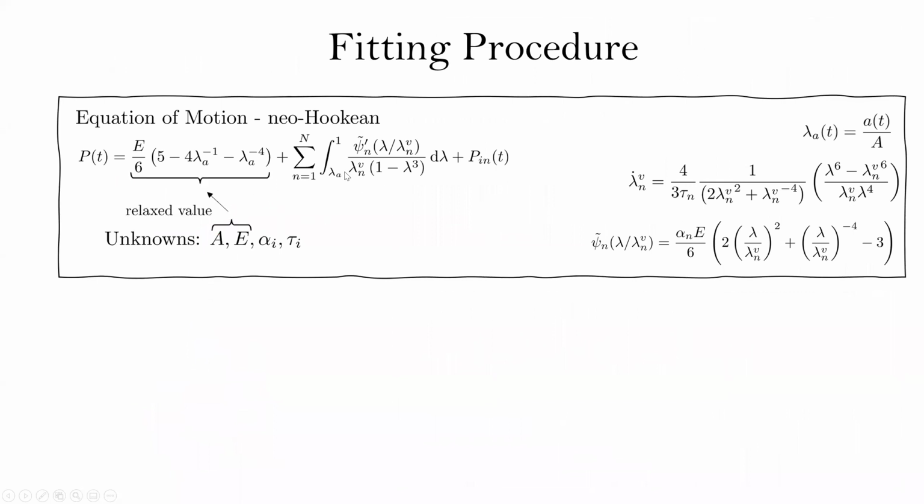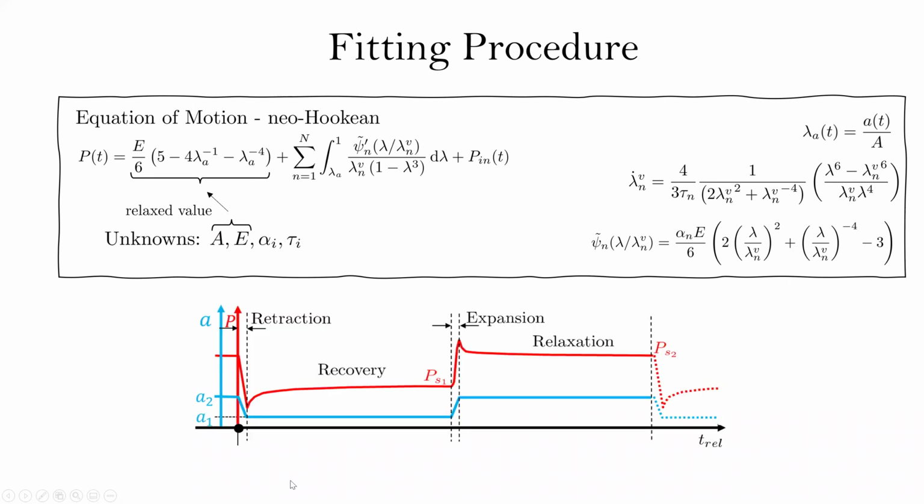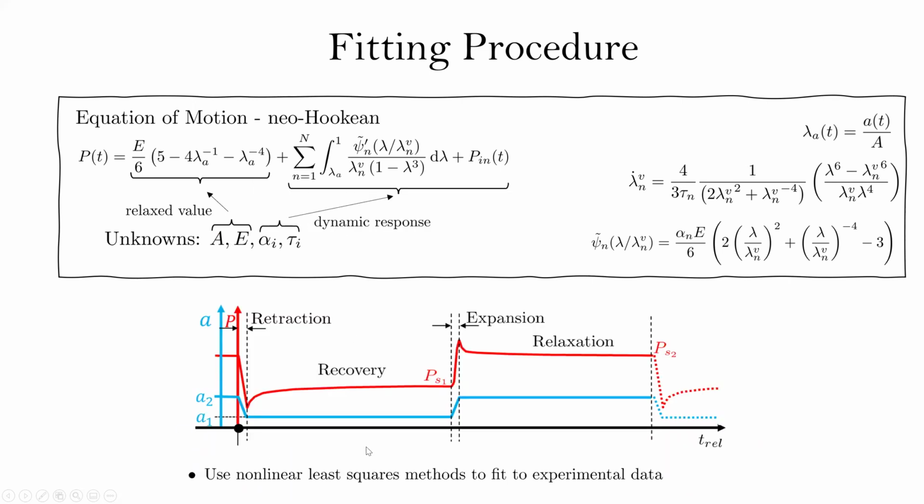And so we want to use that component to fit for the modulus E. And we do that by zeroing these components. And so we have two pressures, so that gives us two equations for E and A. And then we use a nonlinear least square method to fit the dynamic response to get the other parameters, the viscoelastic parameters.